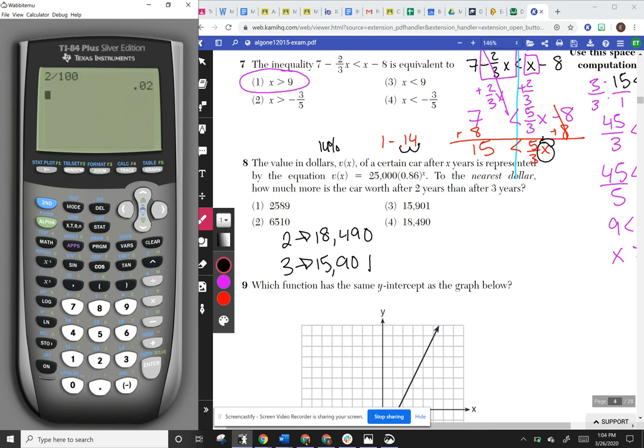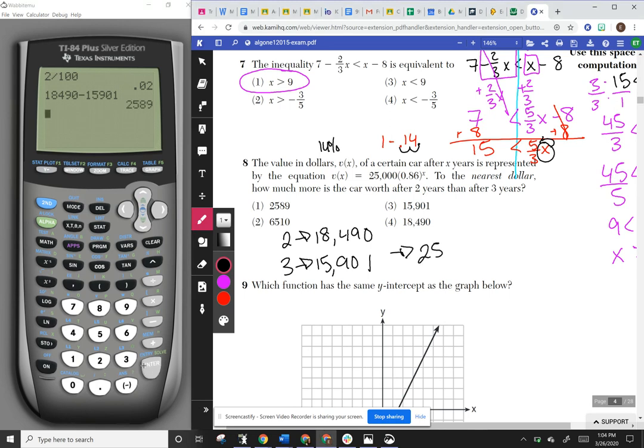So I can subtract: 18,490 minus 15,901. We subtract it, we get 2,589, which is answer choice 1.